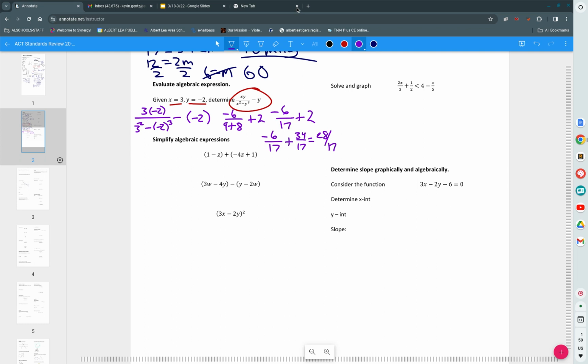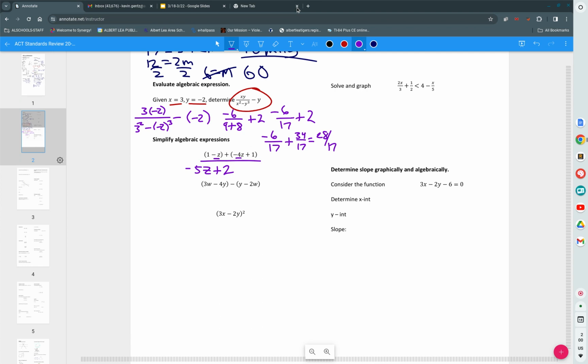If the whole test was about simplifying algebraic expressions, many of you would get an A+, but it's not all on that. If you're adding algebraic expressions, simply combine like terms. Negative z and negative 4z make negative 5z. Positive 1 and positive 1 make positive 2.